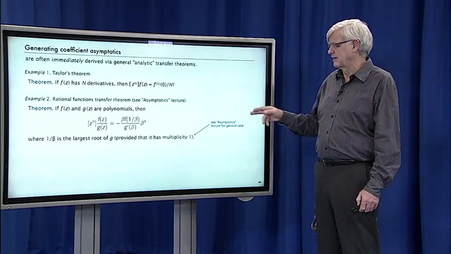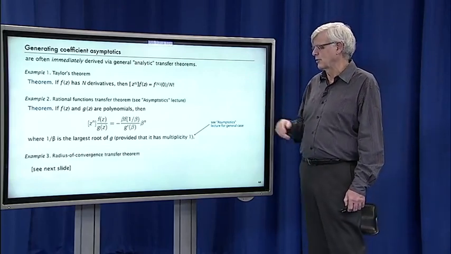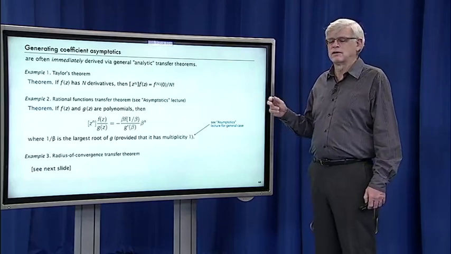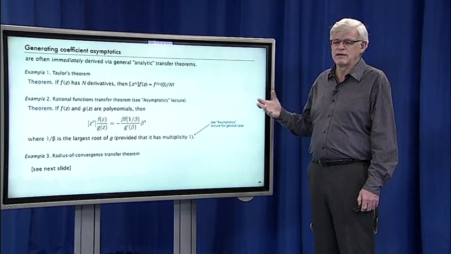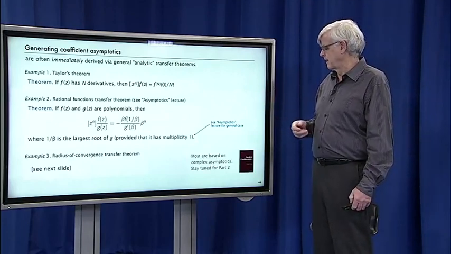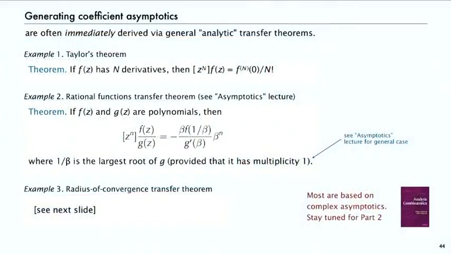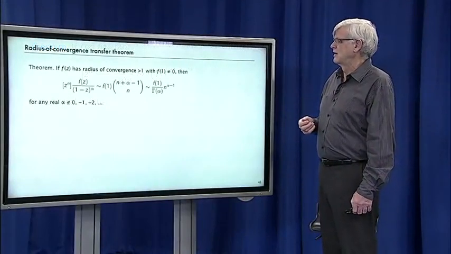The one I want to talk about next is what's called a radius of convergence transfer theorem. And that covers the problems that we've talked about today and many others. But actually, most of the transfer theorems that we use in real life are based on complex asymptotics. And we'll talk about those in a lot of detail in part 2. But the radius of convergence one works for a lot of things, and that helps give a coherent treatment of analytic combinatorics at this level. So here's the theorem.